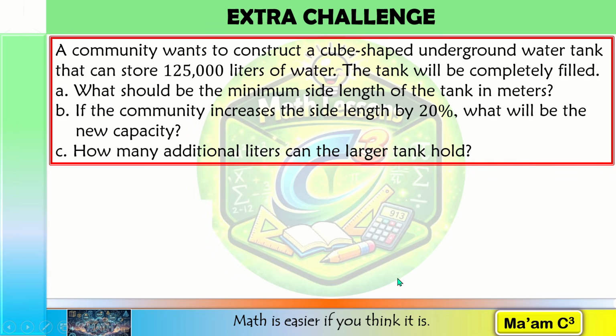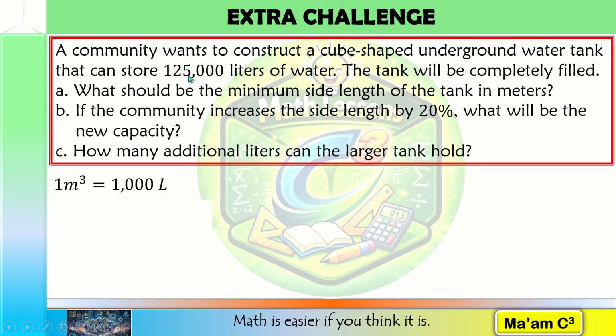A community wants to construct a cube-shaped underground water tank that can store 125,000 liters of water. The tank will be completely filled. Letter A, what should be the minimum side length of the tank in meters? Letter B, if the community increases the side length by 20%, what will be the new capacity? And letter C, how many additional liters can the larger tank hold? Let us recall the conversion factor that 1 cubic meter is equal to 1,000 liters.